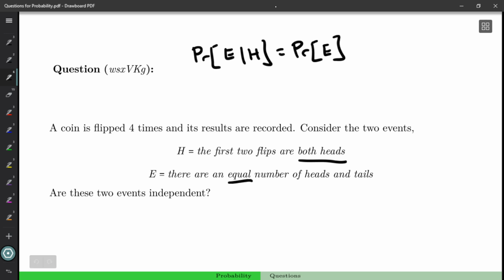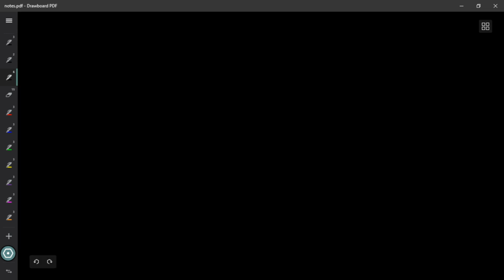Okay, so what we can do now is calculate these 2 probabilities, and if they're equal, then yeah, they're independent. If they're not equal, then knowing about H would make E more or less likely, and so they wouldn't be independent. Knowing about one would tell you about the other. So these are what we're going to try and calculate.